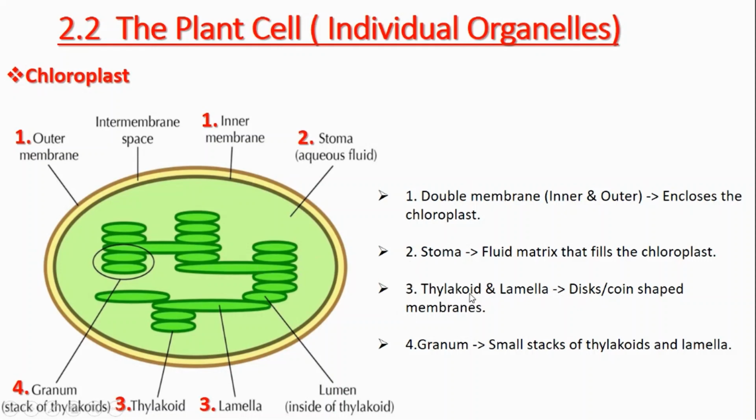Number 3, we have the thylakoid and lamella. They are disc or coin-shaped membranes. You see all of these, they look like stacked coins. Well, they are called thylakoids, and the longer ones are called lamella. And the granum are the small stacks of thylakoids and lamella. So once they're all stacked up like this, we now call them the granum. It's a collective name for both of them.